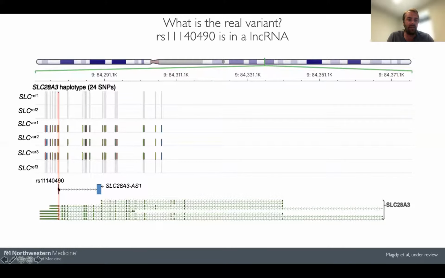This is a long non-coding RNA, and our SNP that we're interested in, RS111, is right in the middle of the first exon of this long non-coding RNA. So these are all the other SNPs, and as you can see, they're kind of in introns or not in very interesting regions, and comparatively this one seems to be in a really interesting region.